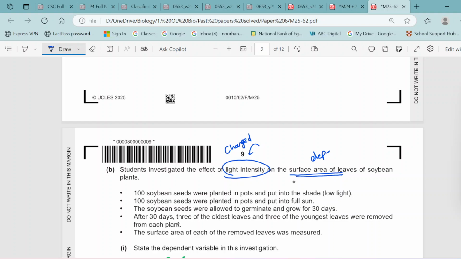100 soya beans were planted and put in the shade. 100 were put into full sun. The soya beans were allowed to germinate and grow for 30 days. After 30 days, the oldest leaves and 3 of the youngest leaves were removed. Surface area was measured. Right. What is my dependent variable? Dependent. No. I was measuring the surface area. This is my result.